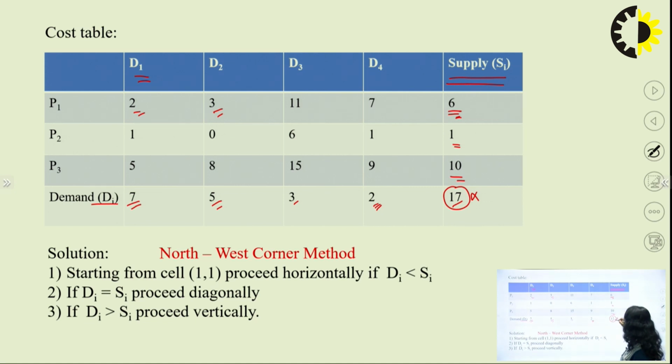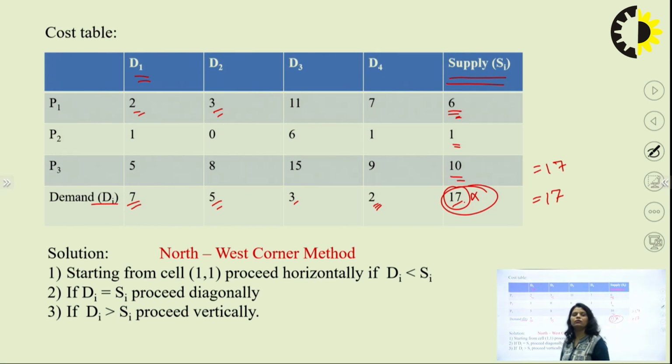Now, here our first criterion was to check whether the problem is balanced one or not. So what we will do, we will check whether the supply is equal to the requirement or demand or not. We can see here this is the supply, 6 plus 1 plus 10 is equal to 17. This is the total supply. Demand is 7 plus 5 plus 3 plus 2, which is also equal to 17. So we have written 17 here. We can see that the supply is equal to demand, meaning our problem is a balanced one.